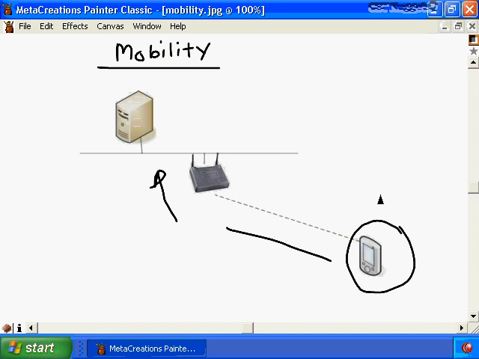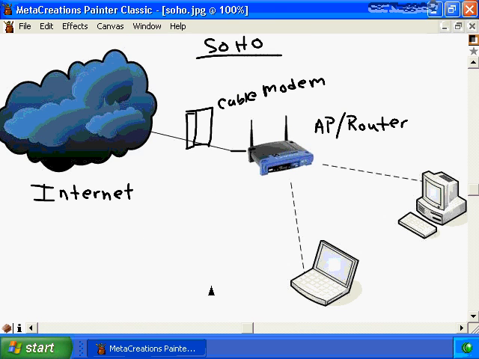Now, so far we've been talking about the use of a wireless LAN in the context of businesses and wireless internet service providers, but wireless LANs also benefit home users and small business users as well. Let's bring up another whiteboard and learn a little more about this.